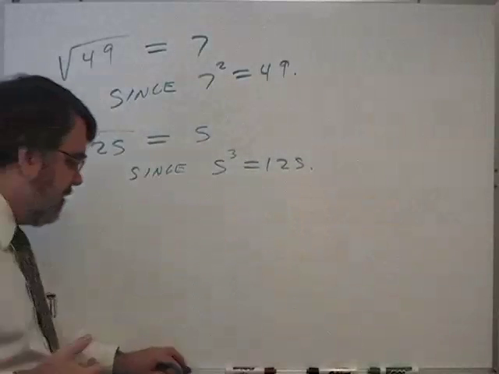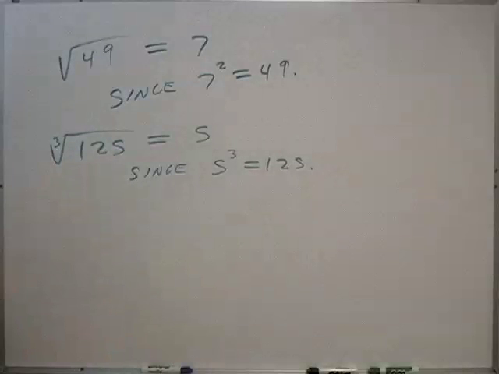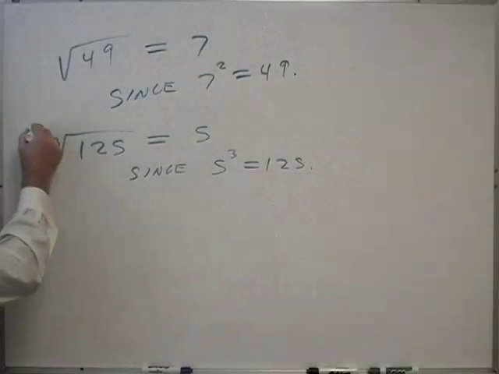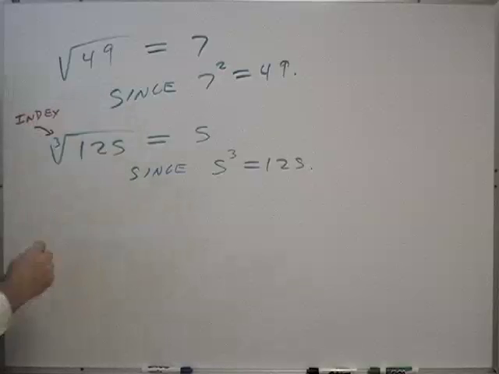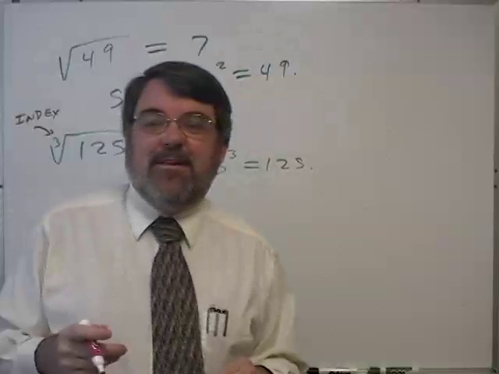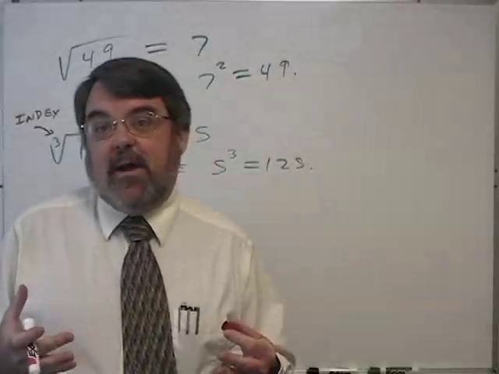This little number I wrote here is known as the index of the radical. So this is the index. And it's important to look for that because that describes what kind of radical you have.